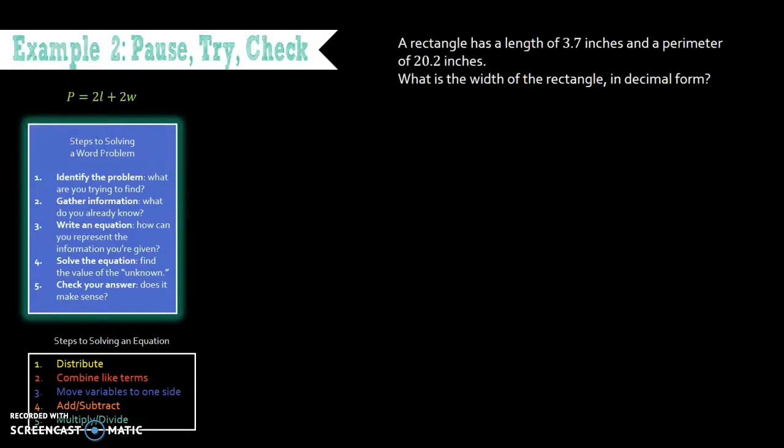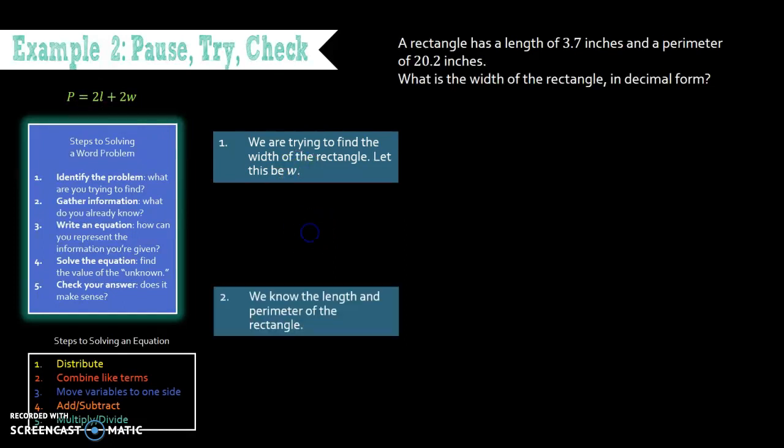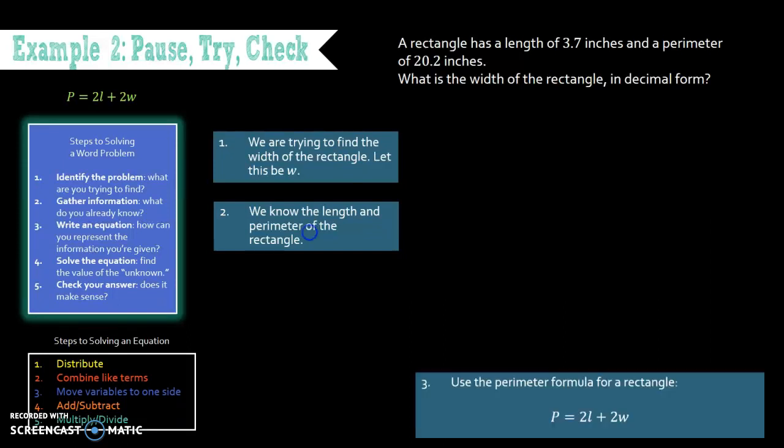Let's check our work. A rectangle has a length of 3.7 inches and a perimeter of 20.2 inches. What is the width of the rectangle in decimal form? So we're going to start by identifying the problem. We're trying to find the width. Let's let that be W. Step 2, figure out what we know. We know that the length is 3.7 and the perimeter is 20.2.